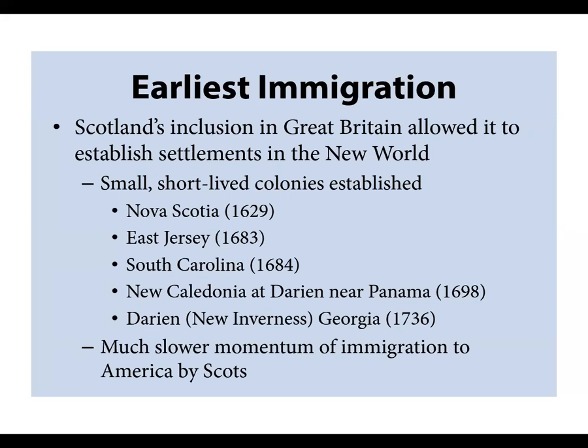In East Jersey, in 1683, there was a Scottish settlement. In South Carolina in 1684. Down near Panama, there was a settlement called New Caledonia at Darien in 1698. And New Inverness, Georgia in 1736. And of course, the momentum was really slow for immigration to America by the Scots.